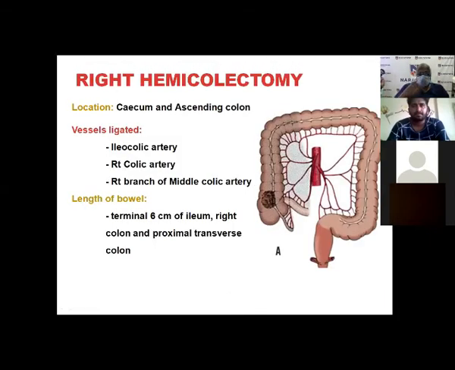Right hemicolectomy: the structures removed are the cecum and the ascending colon, the ileocolic artery, the right colic artery. Here, you must take a part of the transverse colon also. You understand? For a right hemicolectomy. Cecum and ascending colon only.